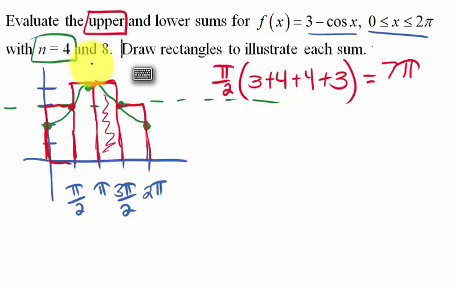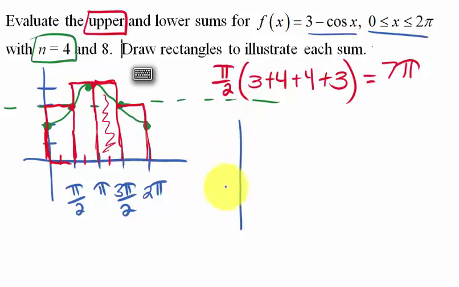Now I'm not going to do upper at 8, but it would be the same thing, except we would now have 8 intervals, and on each interval then you take the higher. What I'm going to do instead is I'm going to do lower at 8, just so we've got some different examples. And I'm going to make a new sketch.